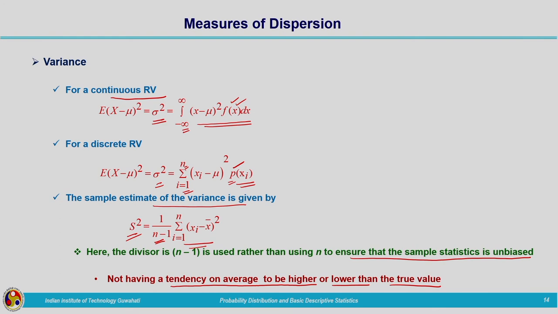Now, for expressing the measure of dispersion, we make use of another term, standard deviation, in addition to variance. Variance is the second moment, that is, it has the dimension x square. Whatever the dimension of the random variable considered, the square of that is the dimension of the variance. But standard deviation is the square root of variance, so it has the same dimension as that of the variable.